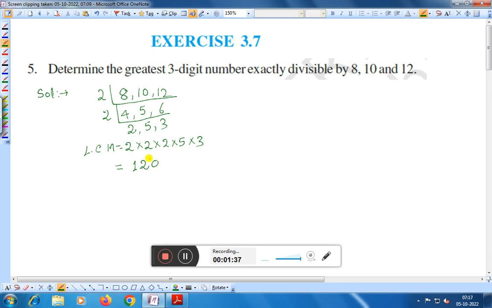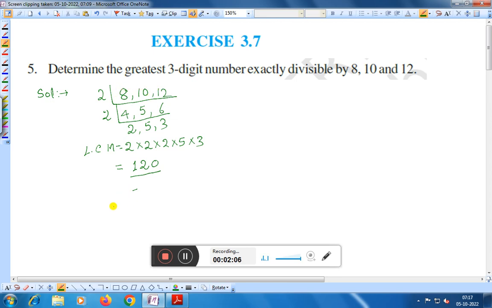Now, determine the greatest 3 digit number exactly divisible by 8, 10 and 12. Right? That is, if a number is divisible by 120, LCM means lowest common multiple. 120 is the lowest common multiple. That means, a number which is divisible by 120 will also be divisible by 8, 10 and 12, right?